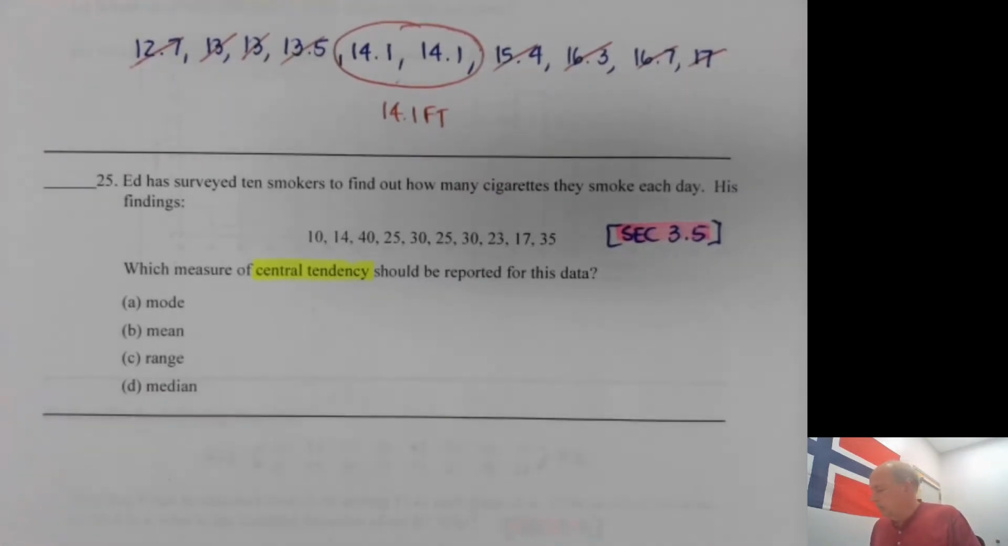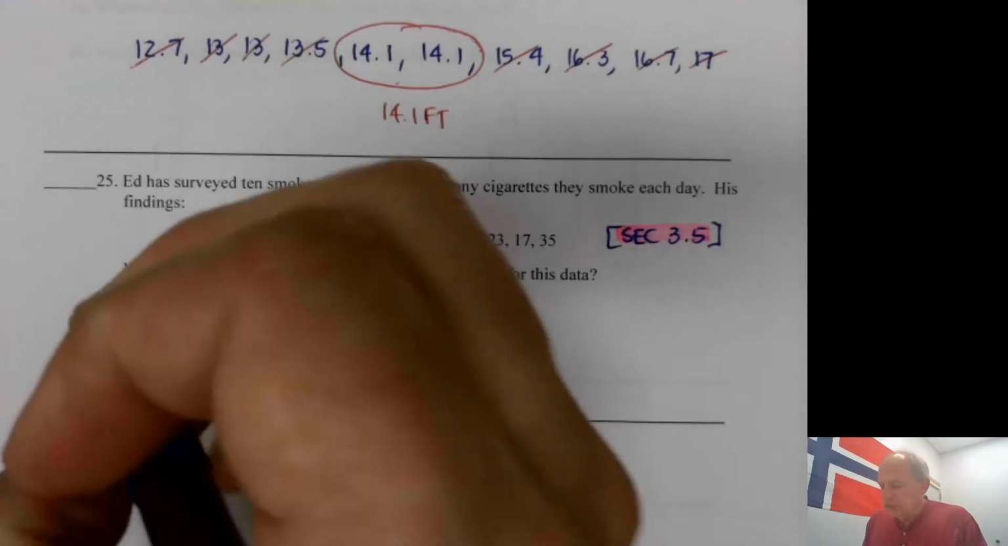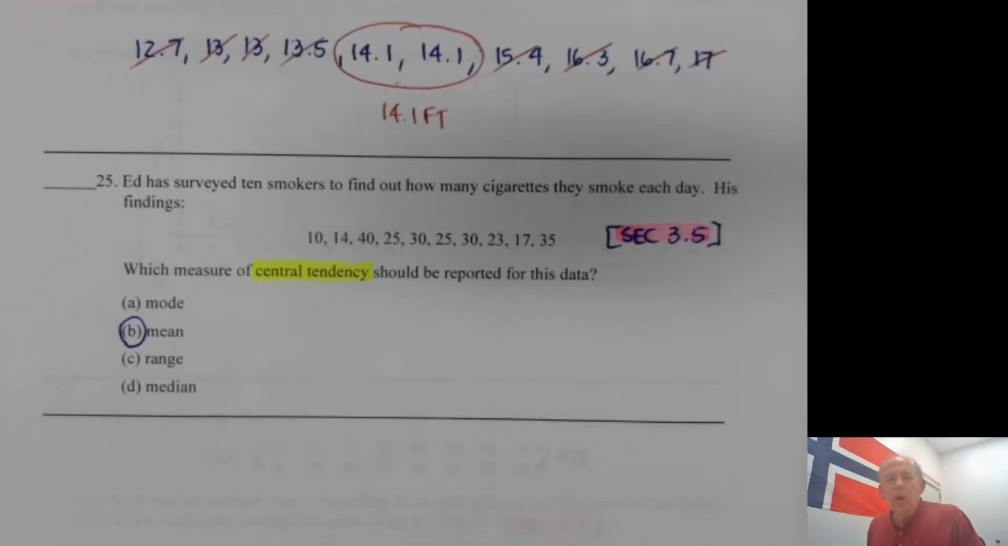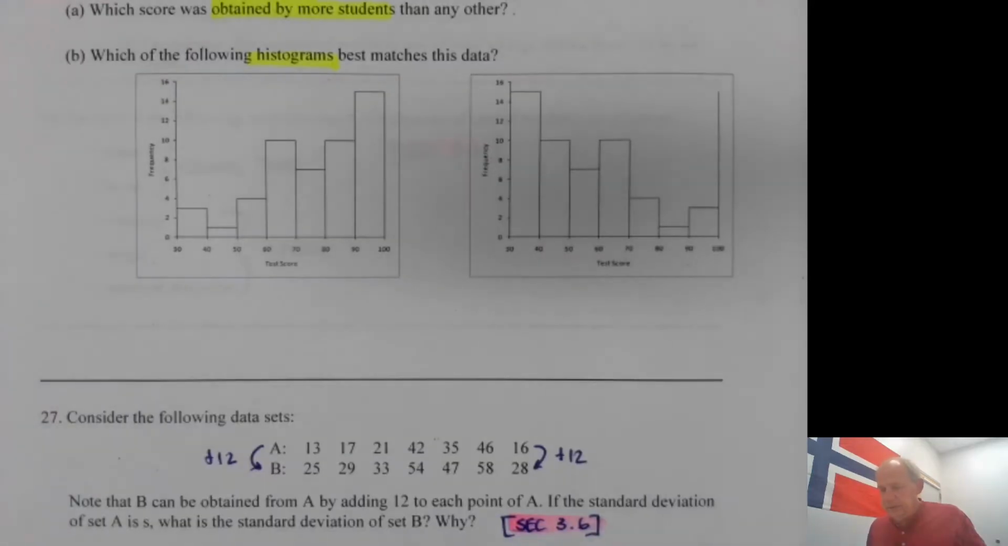Here we've interviewed some smokers to see how many cigarettes they smoke each day. Here are the findings. What would be the most fair measure of central tendency? The most fair measure would be my average or my mean, because I do not have an outlier. All of these numbers are pretty much the same. That's a tight group. If I would have had an outlier, I would have gone for my median, but without an outlier, I can use my mean or my average for central tendency.